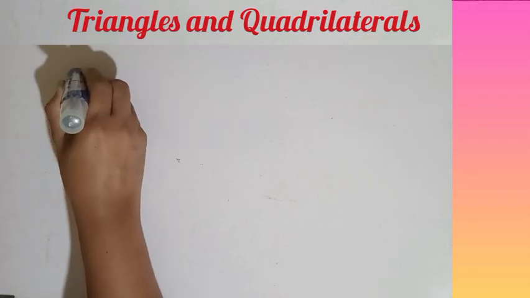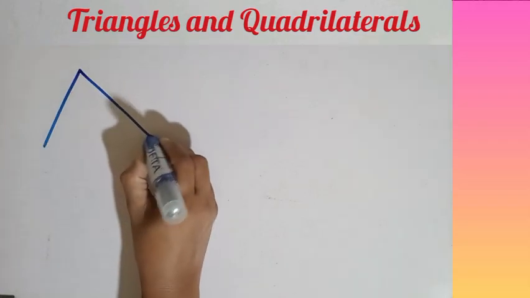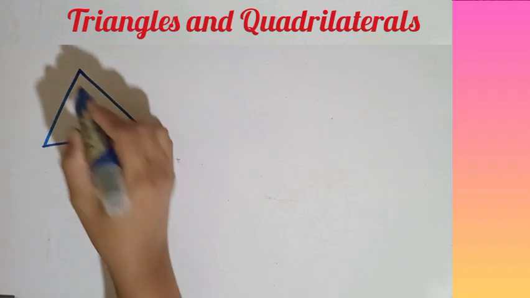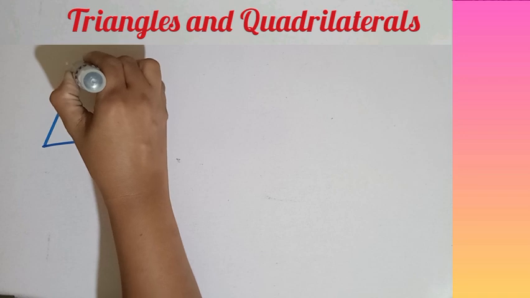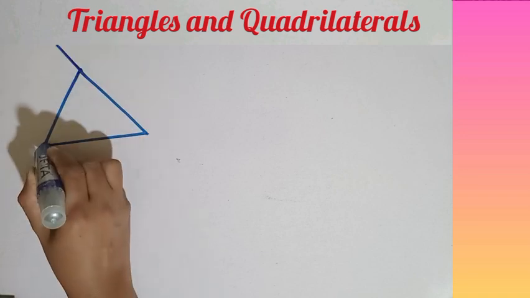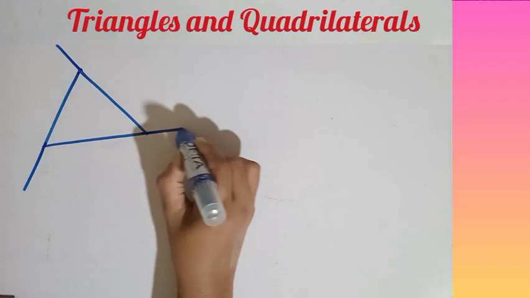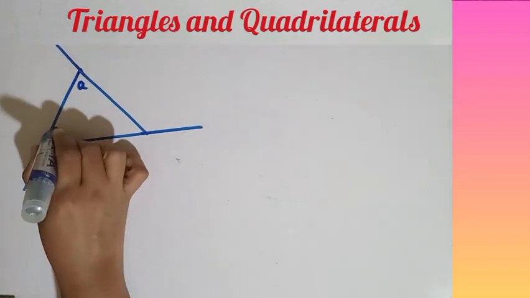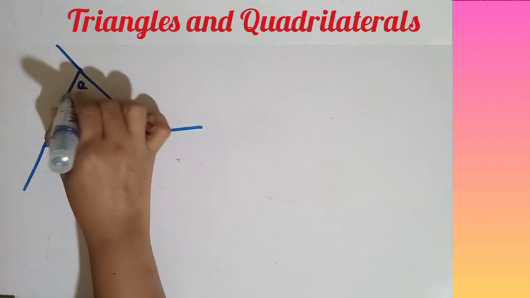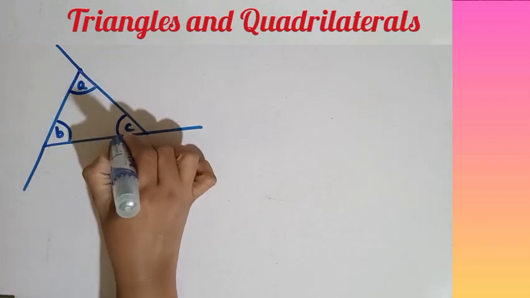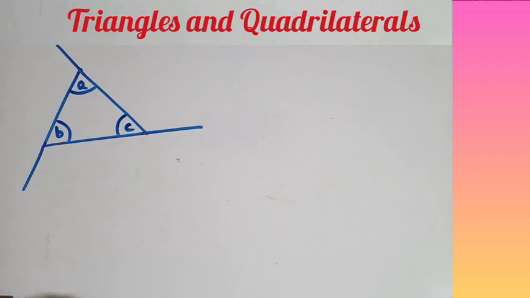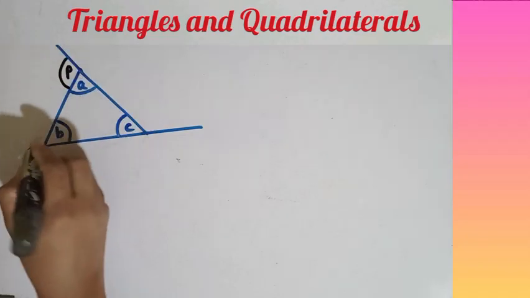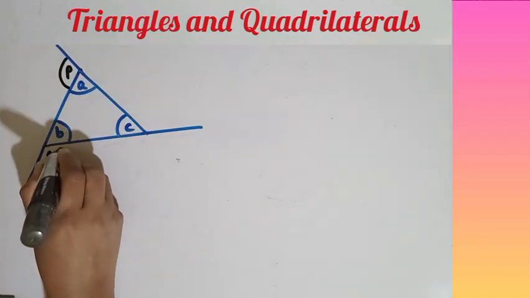This same result can be obtained in another way. I have drawn a triangle like this. Then let's produce the three sides in this way. Then I'll name the three interior angles as A, B, C and the three exterior angles as P, Q and R.